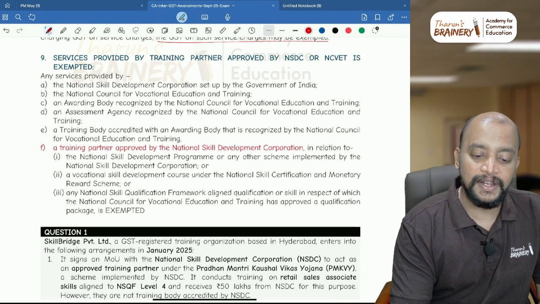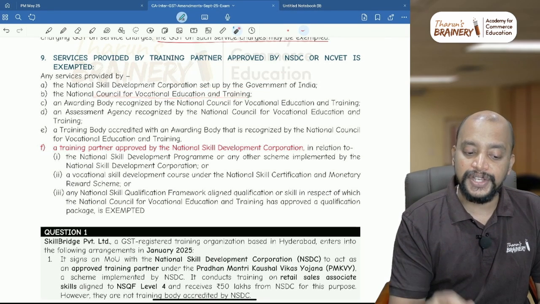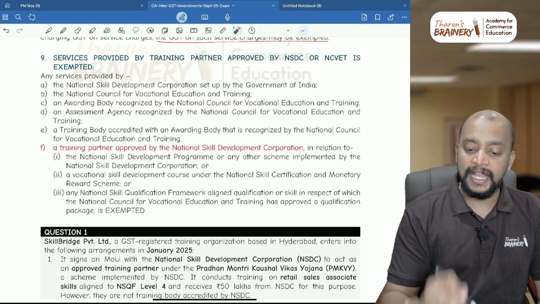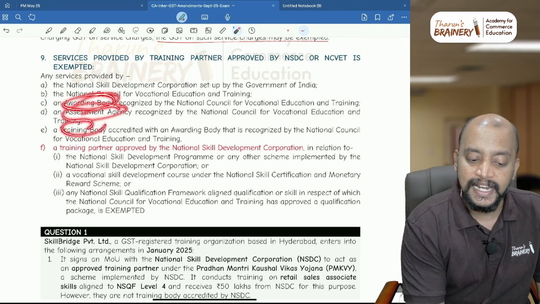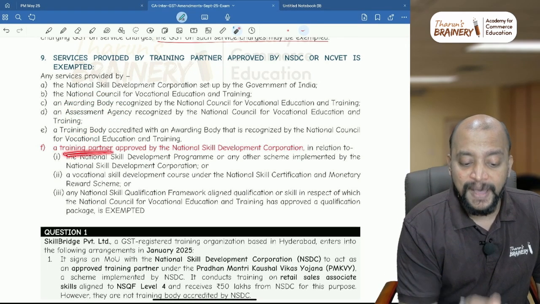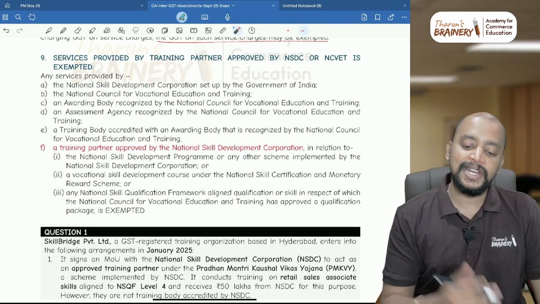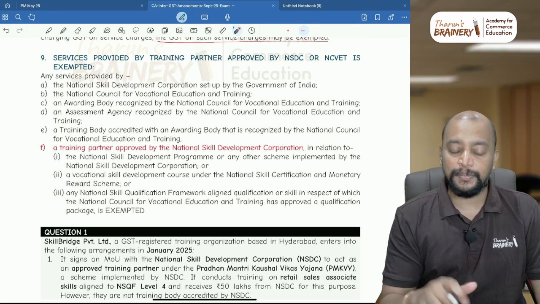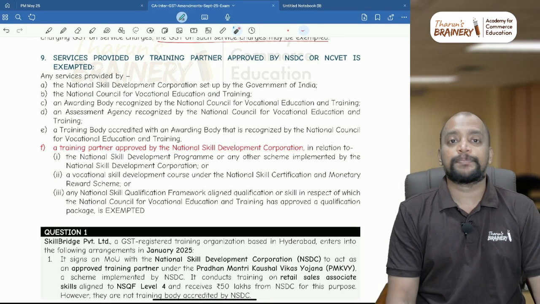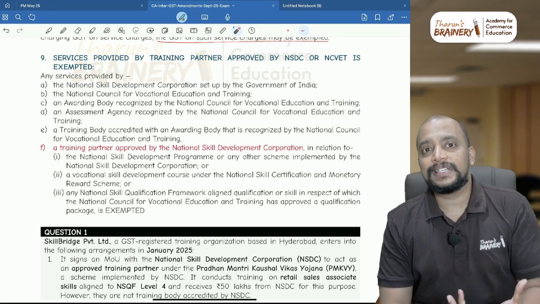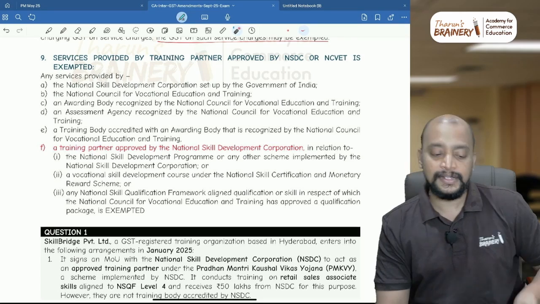So the National Skill Development Corporation set up by the Government of India, the National Council for Vocational Education and Training, the awarding body recognized by NCVET, the assessment agency, the training body. Now they added the training partner, approved by NSDC in relation to the National Skill Development Program or any other scheme implemented by the National Skill Development Corporation. So the training partner also they have added, but that training partner should be an approved training partner. Just because one coaching center is doing skill courses does not mean that it is exempted. So they should be approved by NSDC.